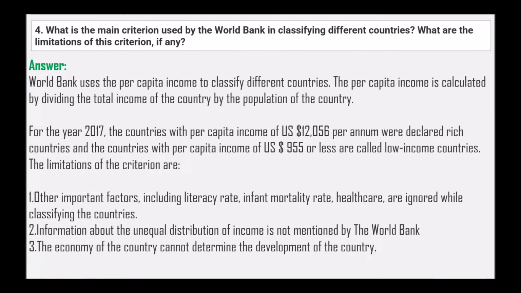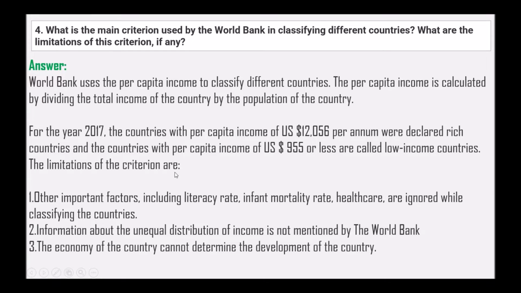Next, what is the main criterion used by the World Bank in classifying different countries? What are the limitations of this criterion, if any? The World Bank uses the per capita income to classify different countries. The per capita income is calculated by dividing the total income of the country by the population of the country. For the year 2017, the countries with per capita income of US dollar 12,056 per annum were declared rich countries, and the countries with per capita income of US dollar 955 or less are called low income countries.